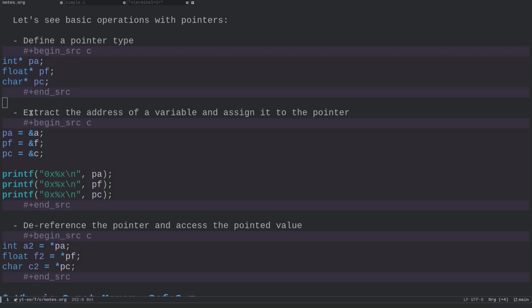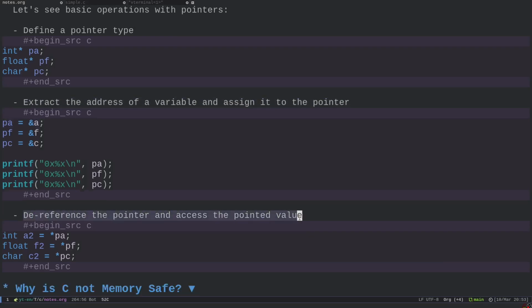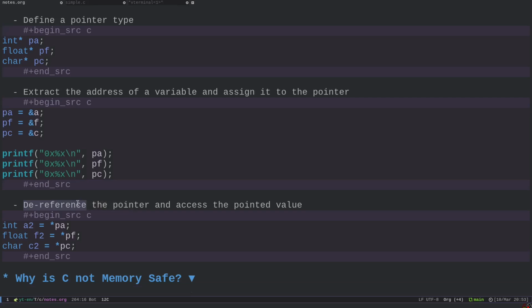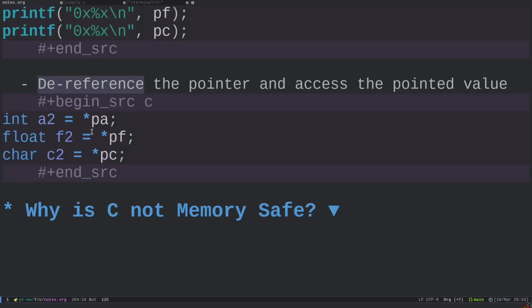The second thing we can do is extract the address of a variable and assign it to the pointer with this syntax, the one that I already showed. Finally, to access the value pointed by a pointer, we can perform the dereference operation. When we dereference our pointer, we access the underlying value. And how do we do this operation? We take our pointer and we put an asterisk to the left. This is called dereferencing. So this is the dereference.